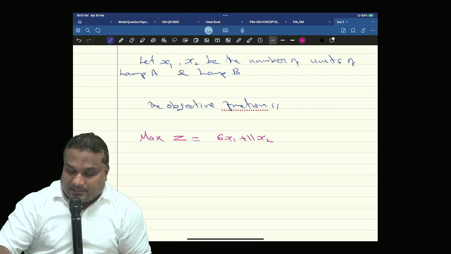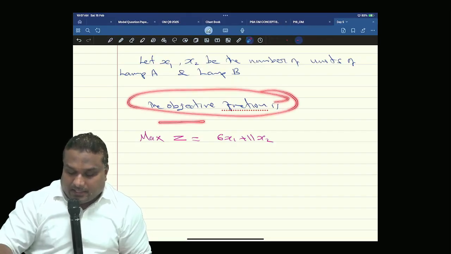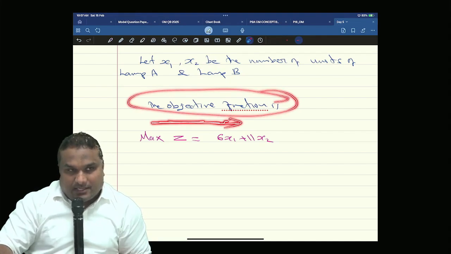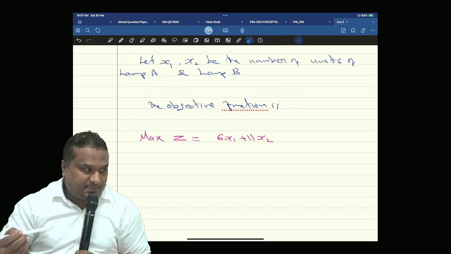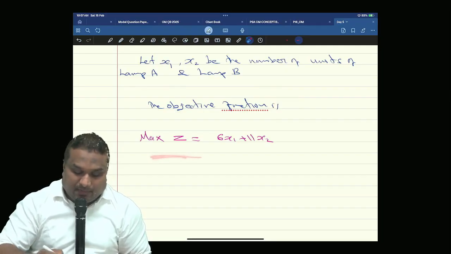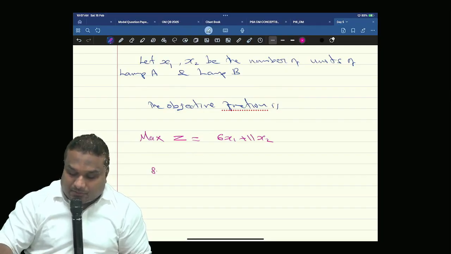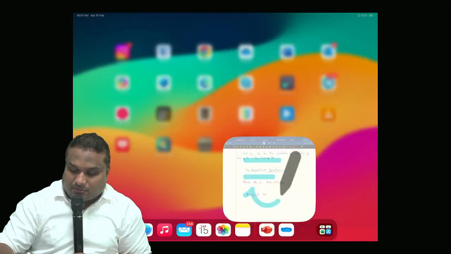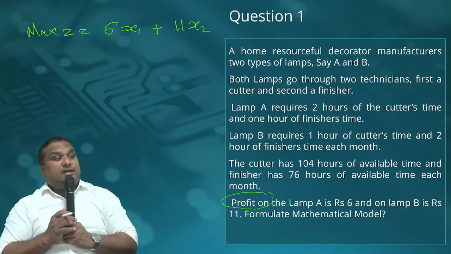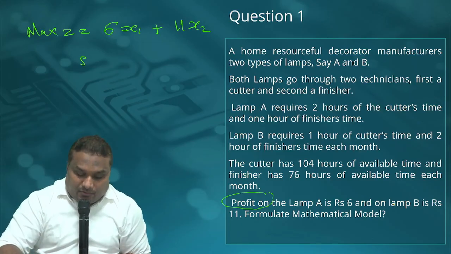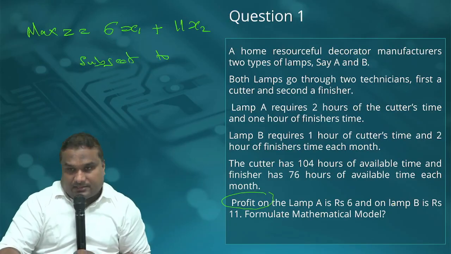Now listen. You wrote the objective function here. After a small gap, this is the usual protocol, after a small gap you should write maximize z. Then after that put a small gap and write subject to. What is it? Subject to. In the subject to, we write the constraints. Constraint means restriction.